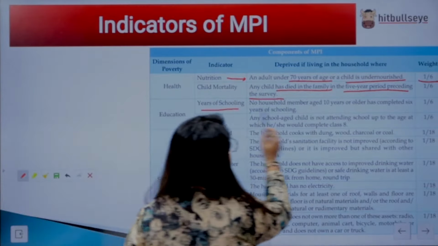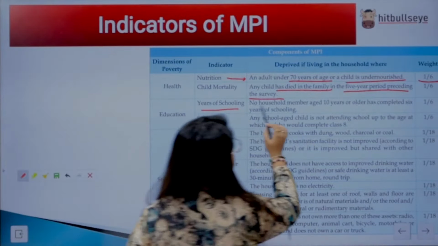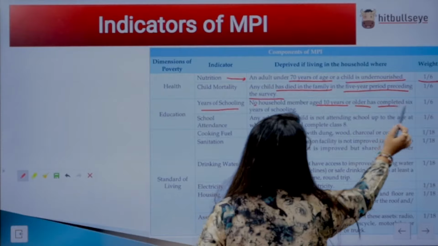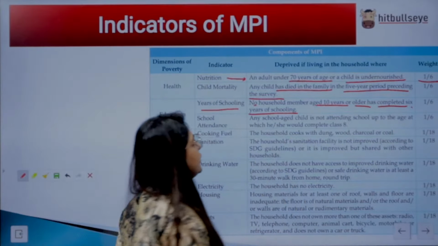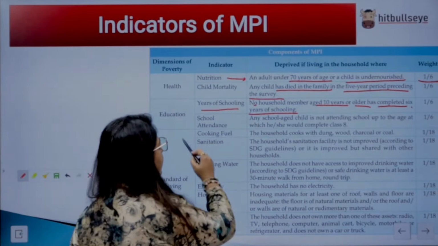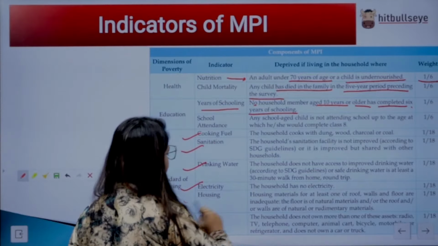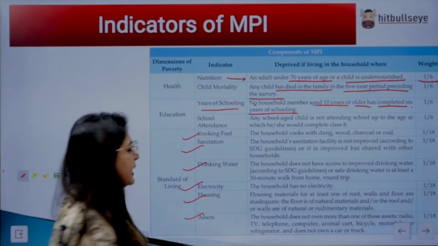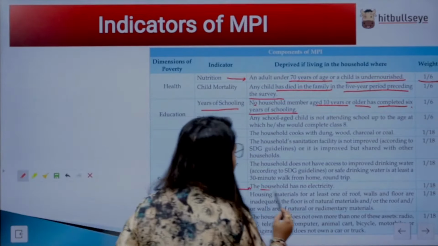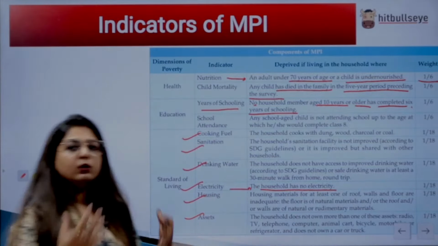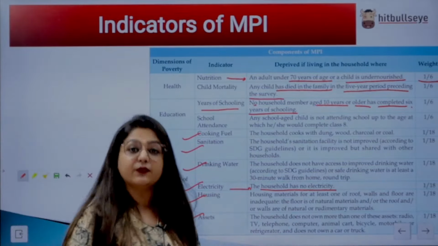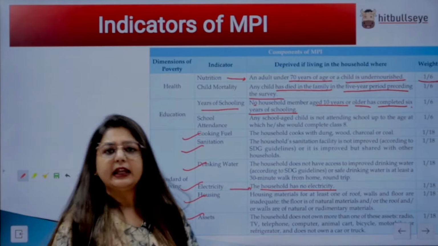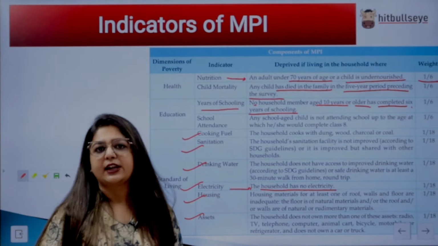Then years of schooling, if there is no household member aged 10 years or older who has completed 6 years of schooling. Then school attendance, cooking fuel, sanitation, drinking water, electricity. For example, if any household has no electricity or no meter connection at all. So there are so many families wherein there are no meter connections at all.